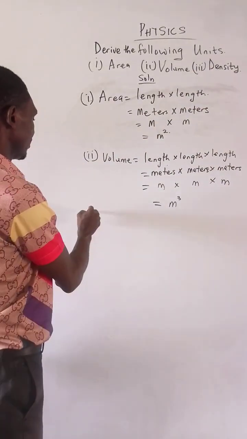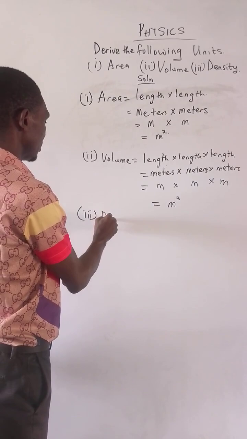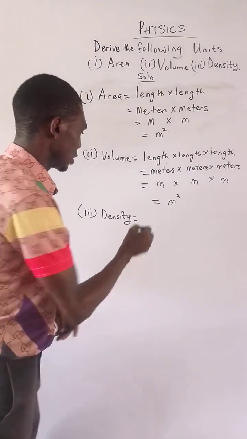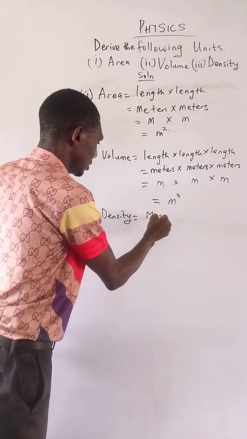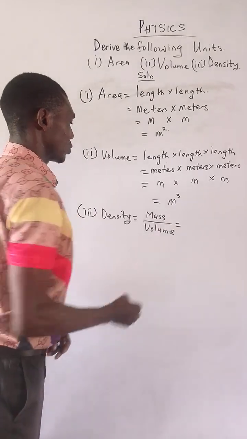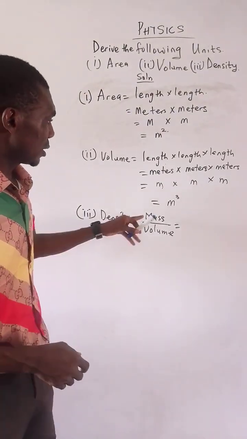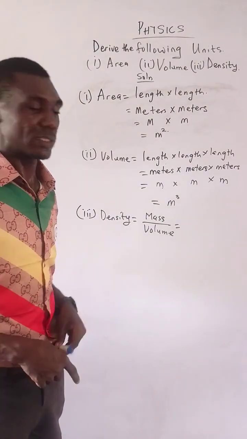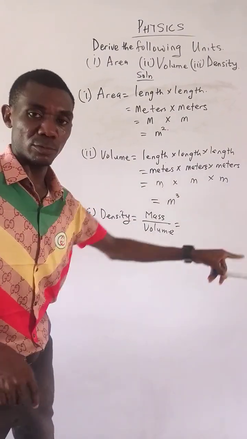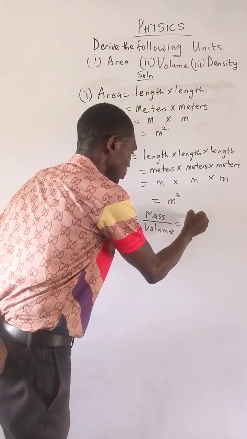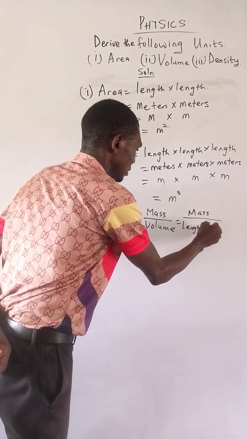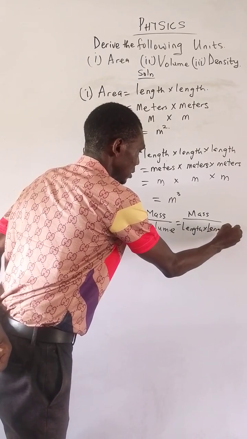The third one there is density. And the density, as we know, it has a formula. We start with knowing the formula. Density is mass all over volume. That is the first one. Mass over volume. So what is mass? Mass has a unit. Mass is a fundamental quantity. Volume is a derived quantity. So we have to make this one in form of a fundamental quantity. So in this case, this will now be mass all over length times length times length.